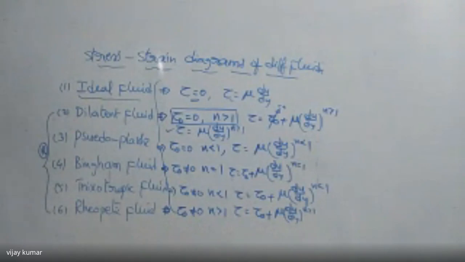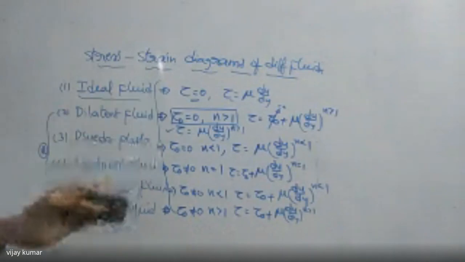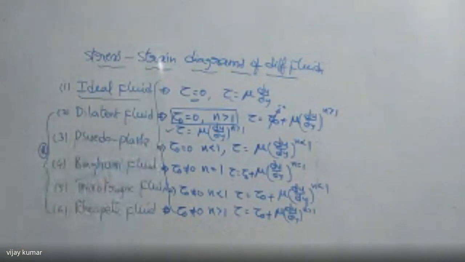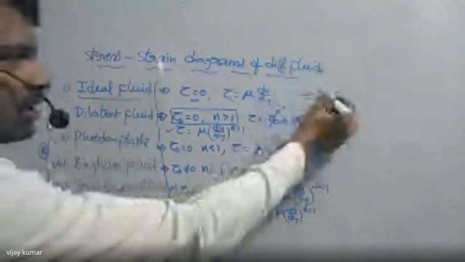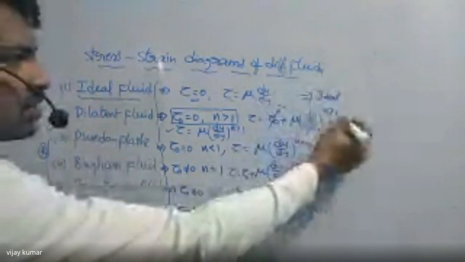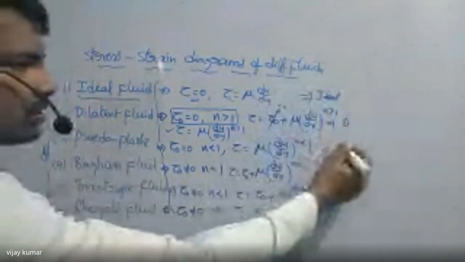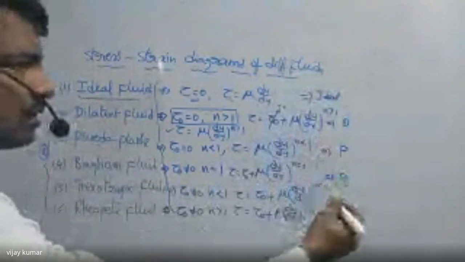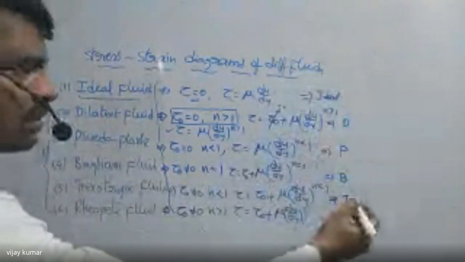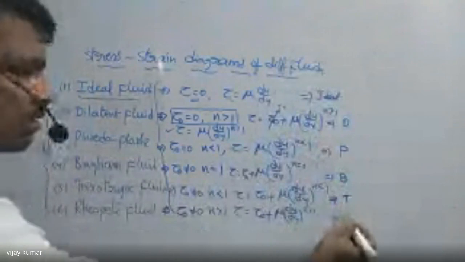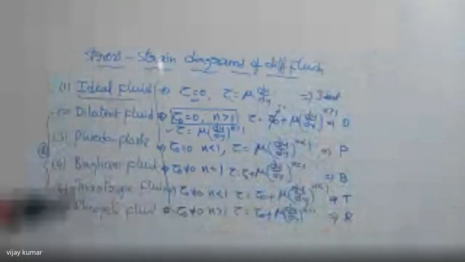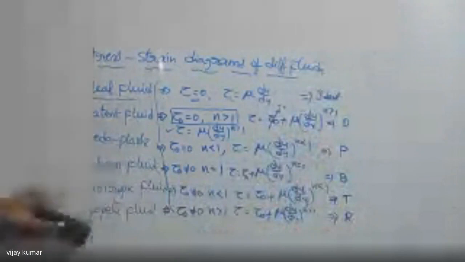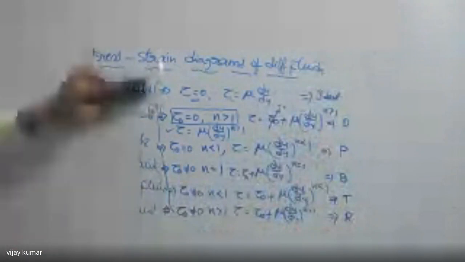Right. So now I'm going to draw the stress strain diagram for these fluids. Now listen carefully here. So this is nothing but ideal. This one is dilatant. This is pseudoplastic, and this one is nothing but Bingham. This one is nothing but thixotropic, and this one is nothing but rheopectic. I'm going to draw the stress strain diagram for these different types of fluids.